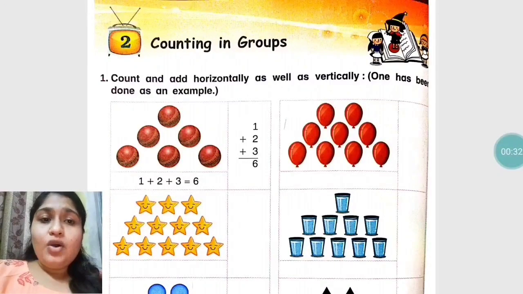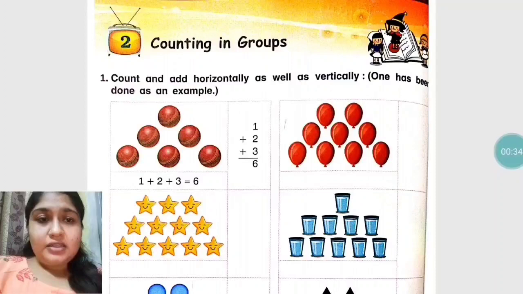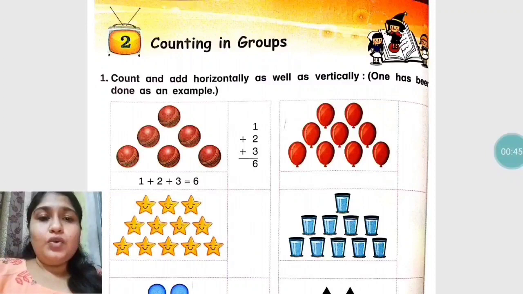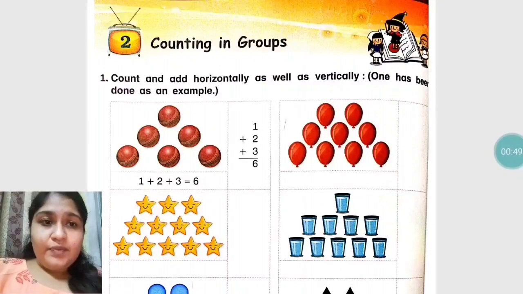In the second row, 2 balls are there. And in the third row, 3 balls are there. So students, if I have to add row 1 and 2, in row 1 only 1 ball is there, and in row 2, 2 balls are there. So 1 plus 2 is 3. And if I add 3 plus 3, that means I have already added 1 plus 2 and the answer is 3. So 3 plus 3 is equal to 6.